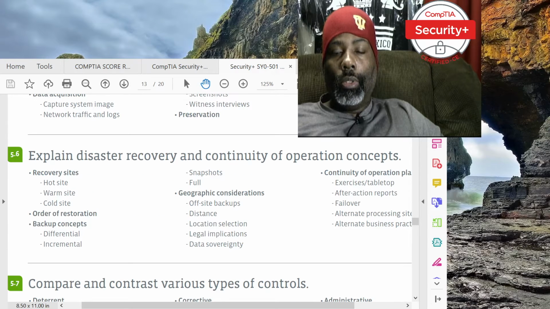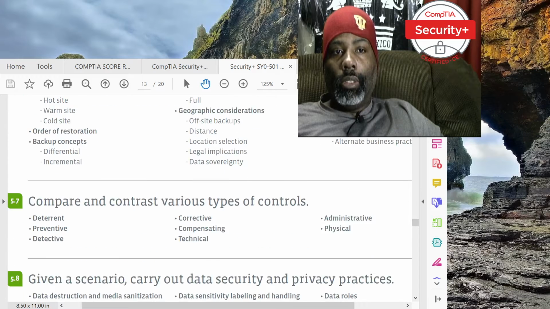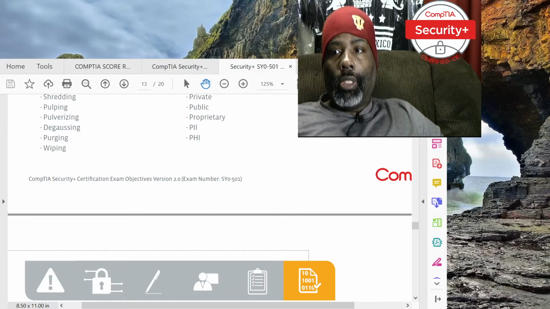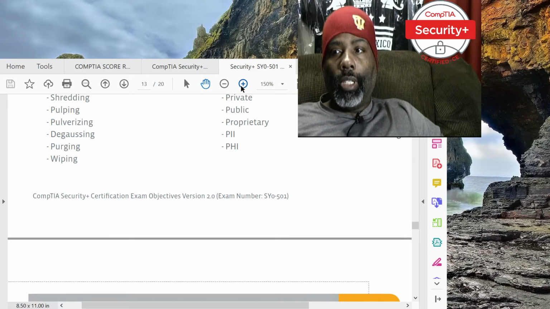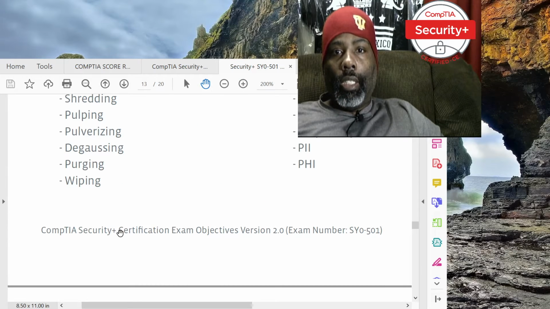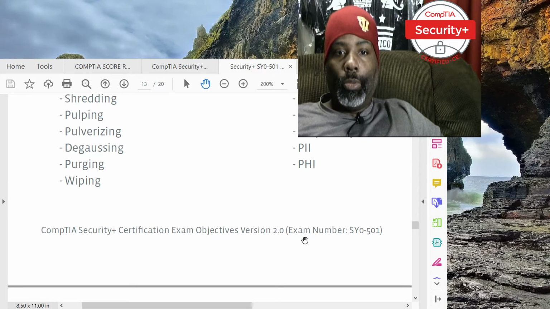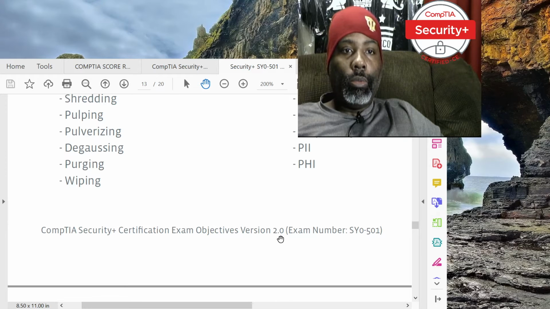When you go through these objectives, and these are the 501 objectives, there's something I want to bring to attention that you need to pay attention to on objectives. You see this little section right here that says CompTIA Security+ Exam Objectives version 2.0? Pay attention to that. The reason why I say pay attention to that, because 601 is barely 3 good months old, and it's already on 2.0.